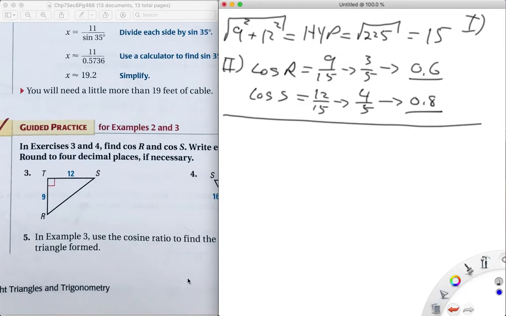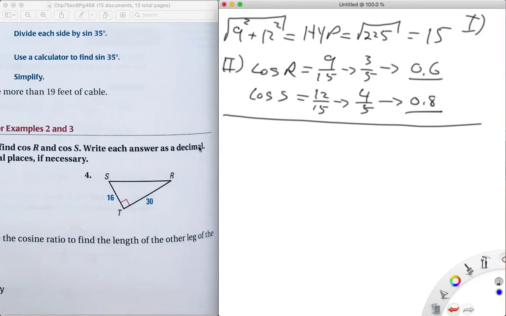We're going to do the same thing for number 4. We have to find the hypotenuse first. So 16 squared plus 30 squared, square root all of that, that's going to give me the hypotenuse, which is the square root of 1156, which equals 34.